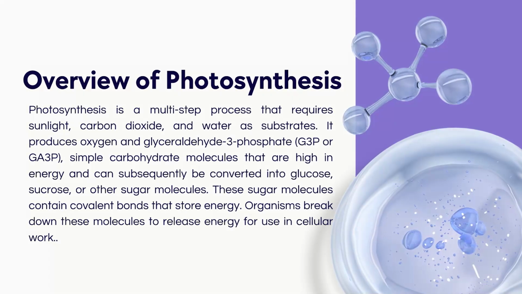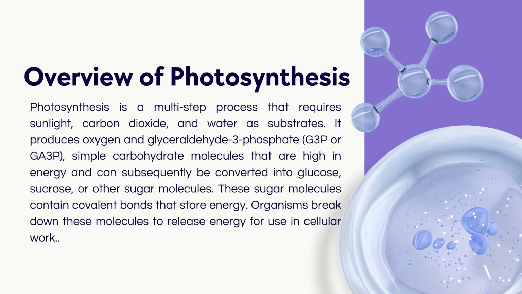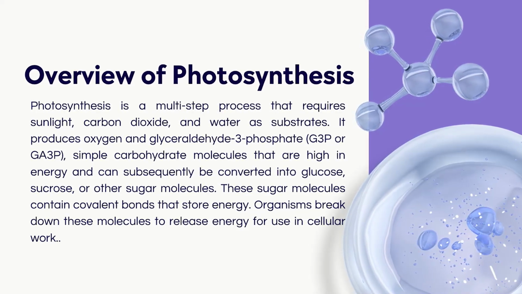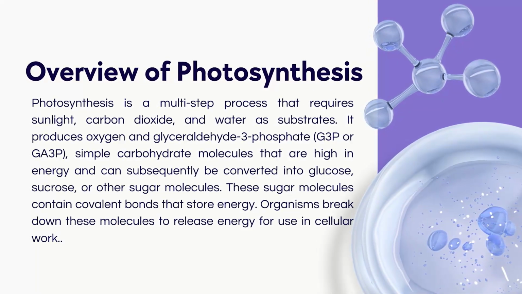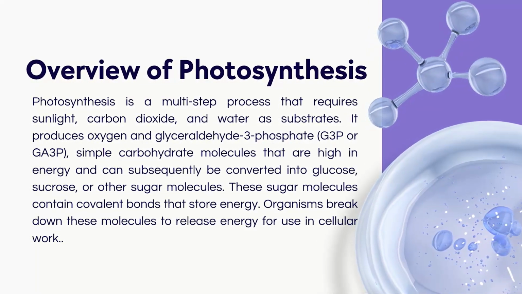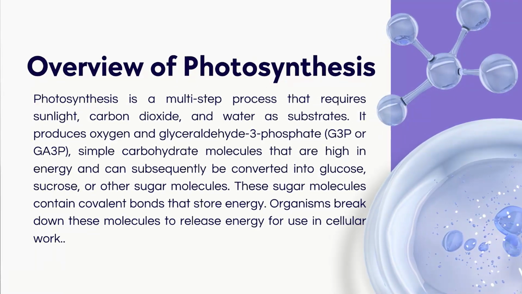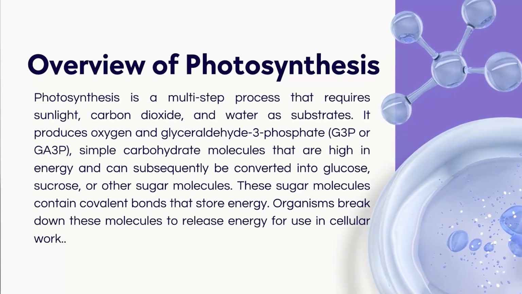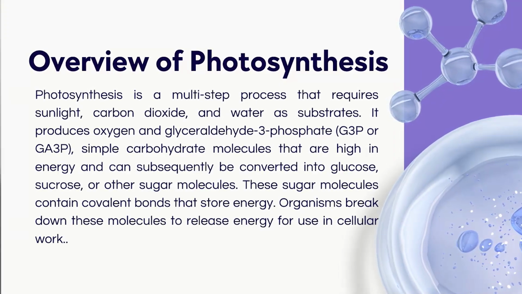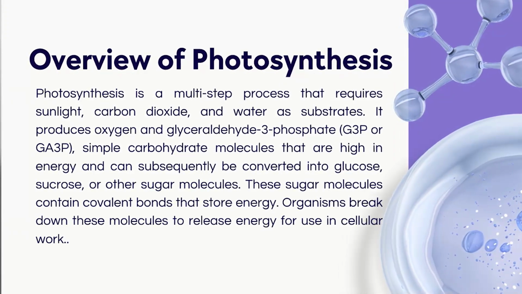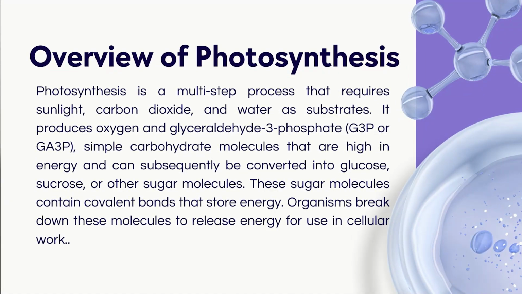It is a multi-step process that requires sunlight, carbon dioxide, and water as substrates. It produces oxygen and glyceraldehyde 3-phosphate, simple carbohydrate molecules that are high in energy and can subsequently be converted into glucose, sucrose, or other sugar molecules. These sugar molecules contain covalent bonds that store energy. Organisms break down these molecules to release energy for use in cellular work.